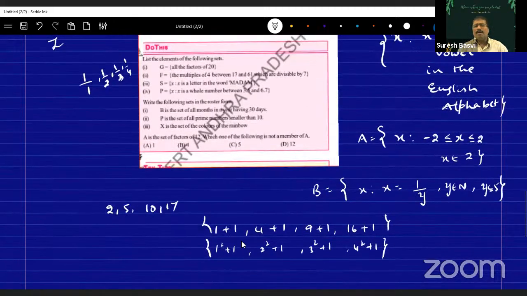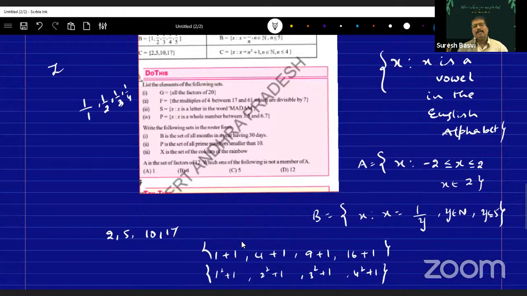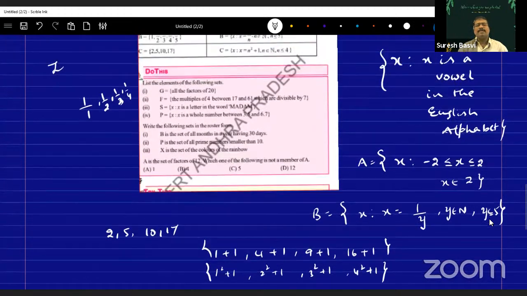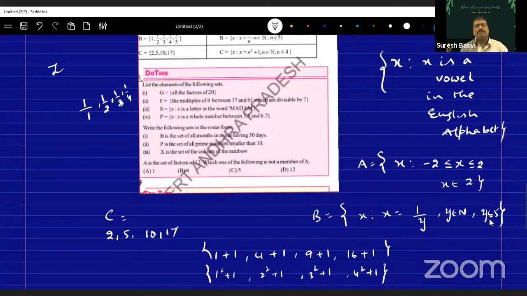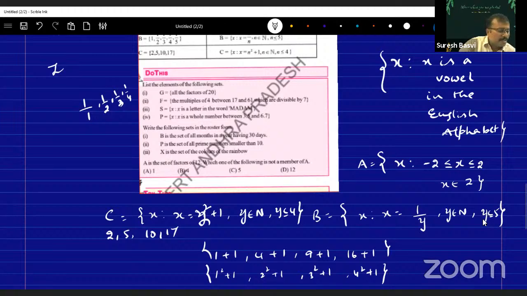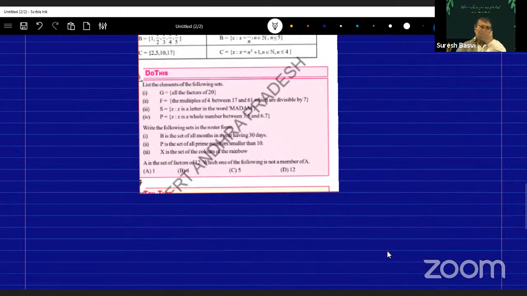All are natural numbers. So I am going to write C is equal to {x such that x = y square plus 1, y belongs to N, and y less than or equal to 4}. That's it.